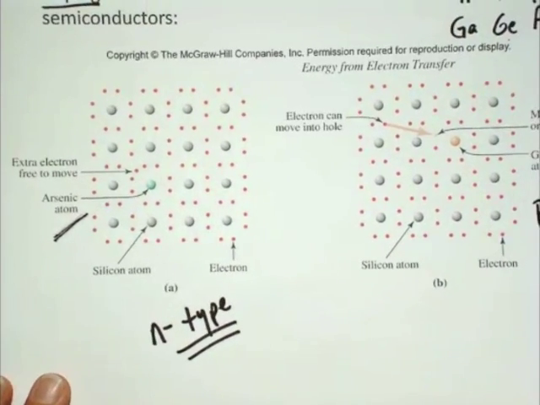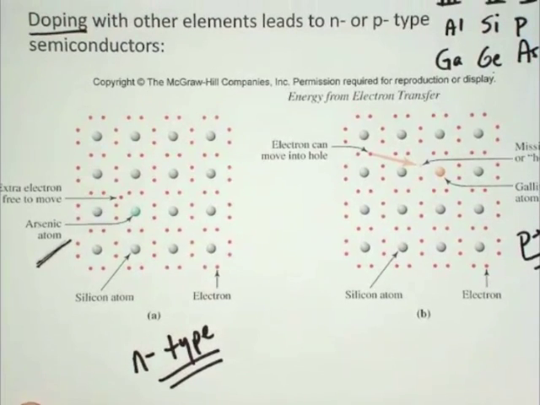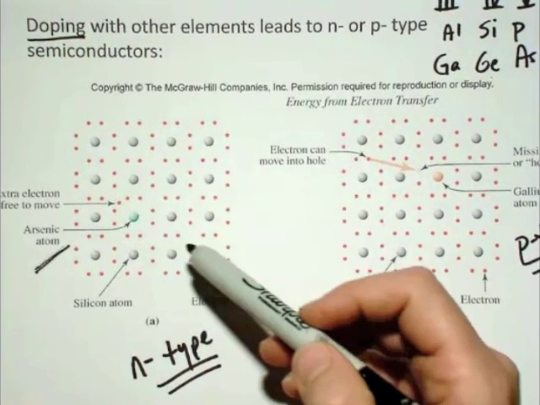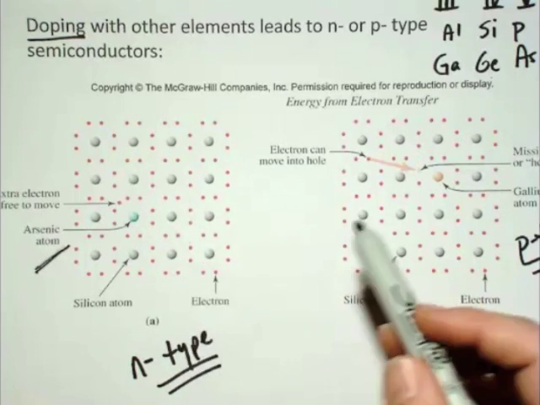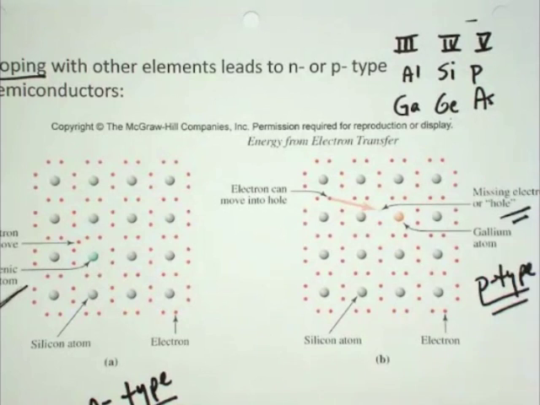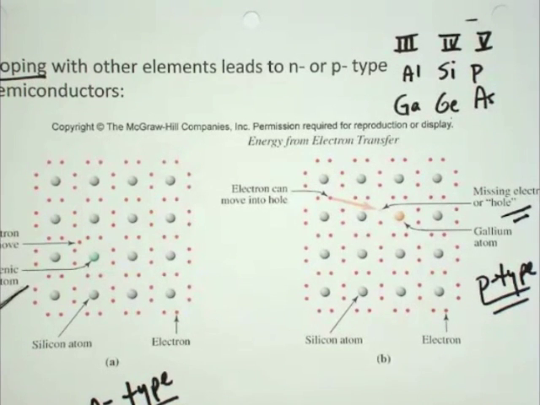Okay, so this is out of research and development, how to make a semiconductor more conducting. You can dope it with these different elements, gallium and arsenic, and there are others as well, but these are 2 good examples of it.